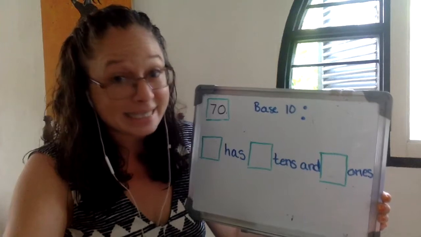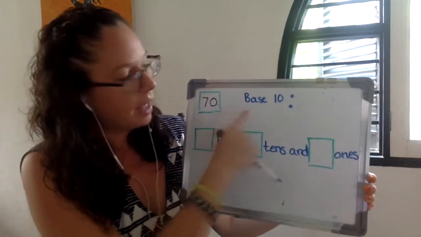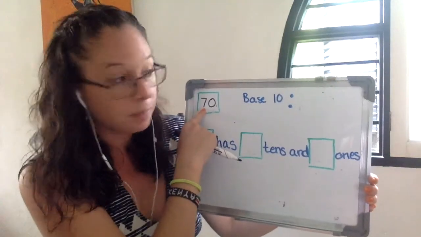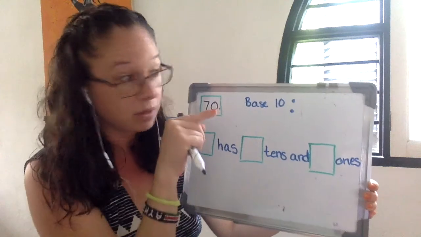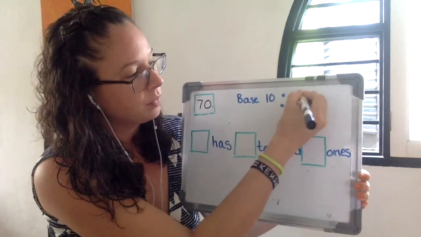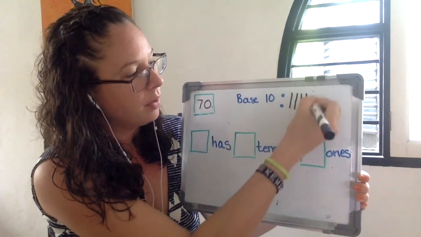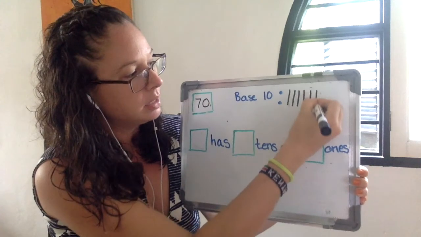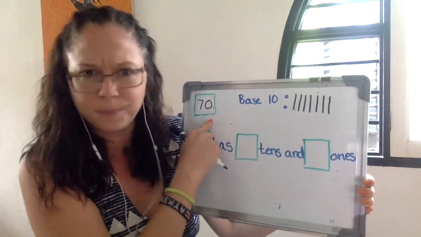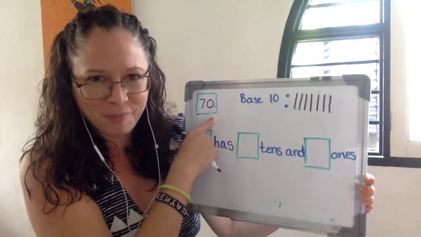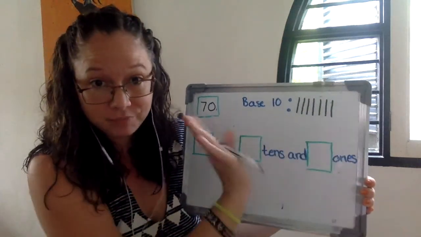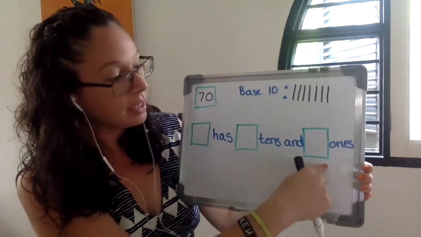Let's try the number 70. Again, we'll start with base 10. There's a 7 in the tens column, so I need to draw 7 vertical lines. 1, 2, 3, 4, 5, 6, 7. Now we'll check the ones column. What number's in the ones column? That's right, a 0. So I draw 0 dots. No dots at all. Now let's fill in our number sentence.